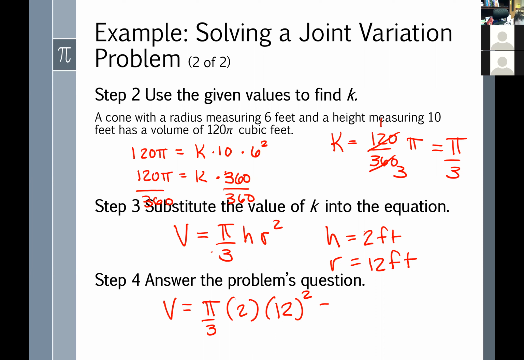So that's going to be pi times 1 third times 2 times 144. You could take your handy dandy calculator out and calculate pi times 2 times 144 divided by 3. And I get 96 pi. So the volume in terms of the number pi is 96 times pi.